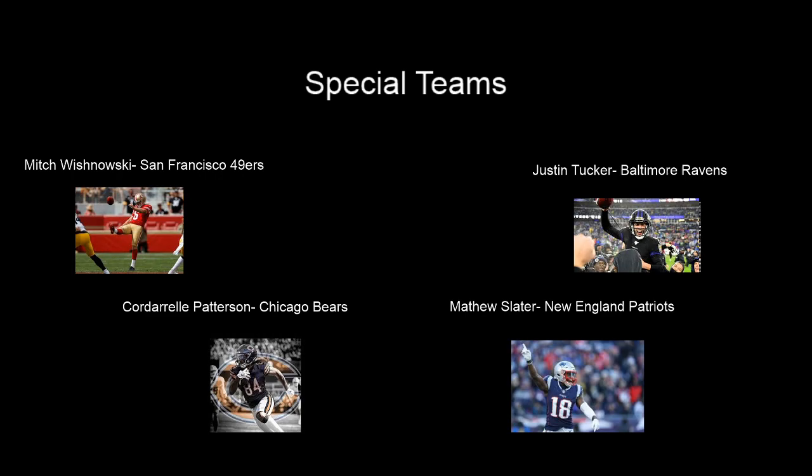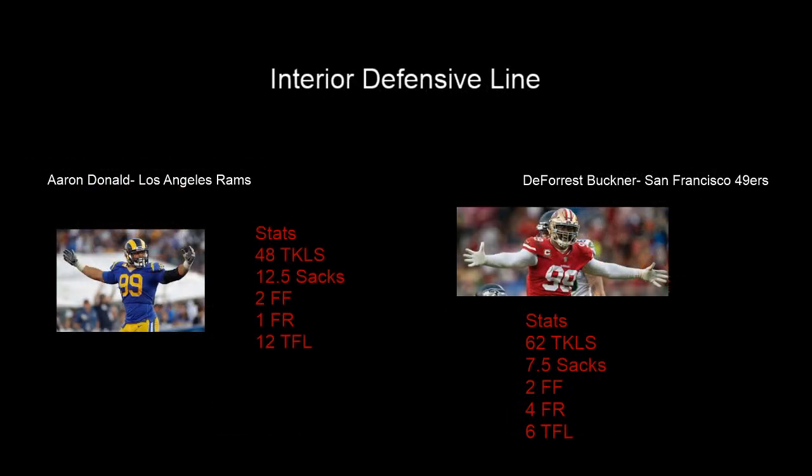Let's get into the defense, and we'll start with the interior defensive line. Don't know if anyone's going to agree with me here. I think Aaron Donald could still be the defensive player of the year this year. I know his stats are down: 48 tackles, 12.5 sacks, 2 forced fumbles, 1 fumble recovery, 12 tackles for loss.